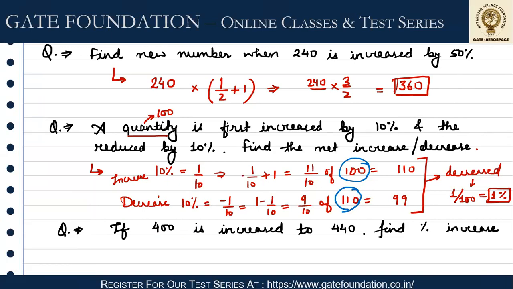Third case, 400 is increased to 440. You are supposed to find out the percentage increase. So increase in number is 40. The original number is 400 multiplied by 100. So this will become 1 by 10 into 100, or simply 10%. The final answer.